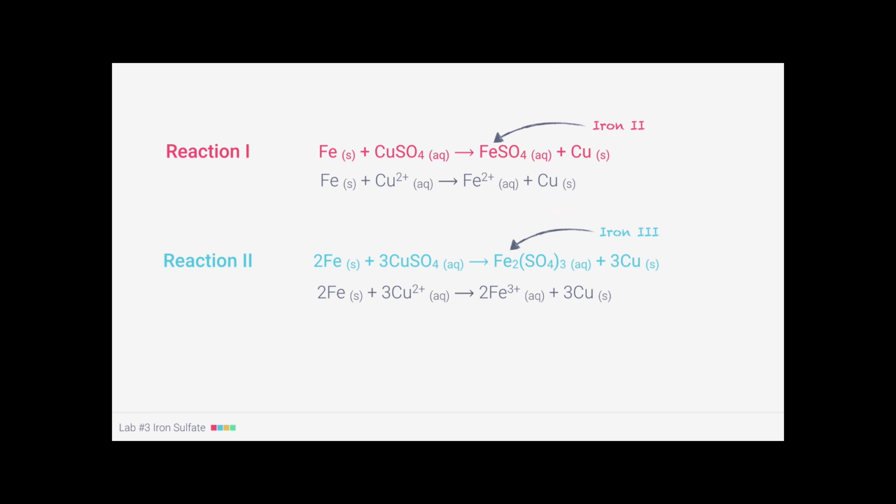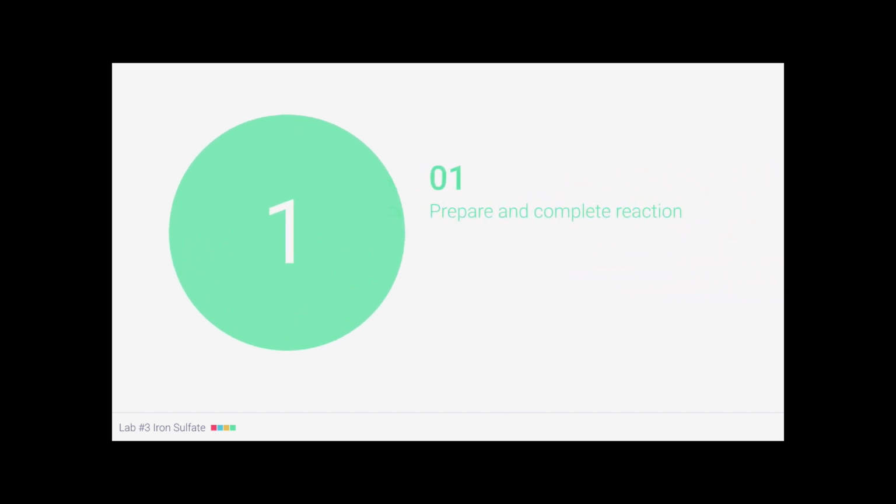Our job today is to figure out which iron sulfate is formed by using stoichiometry. In the first part of the lab, we're going to get the reaction ready and do it. And in part 2, we're going to get the copper product by itself so we can take an accurate measurement of its mass. So alright, let's get started.